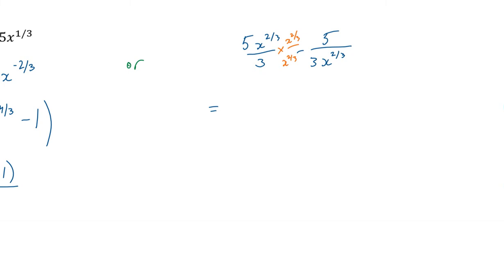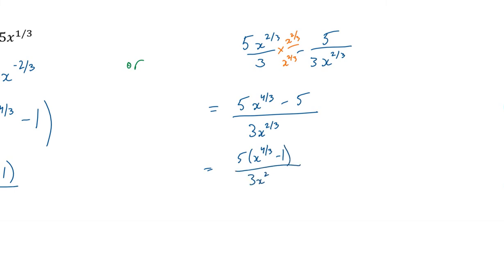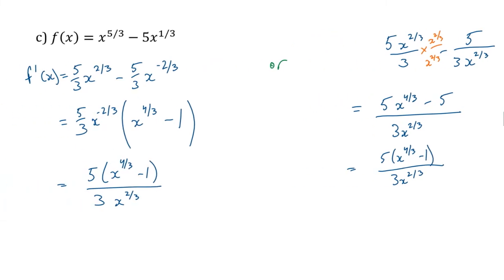So on top, 5, x to the 2/3 times x to the 2/3. Again, I'm adding the exponents, so I get x to the 4/3. And on the bottom, I get a common denominator of 3x to the 2/3. Then I'm going to factor a 5 out of the top. And notice that we get the exact same thing.